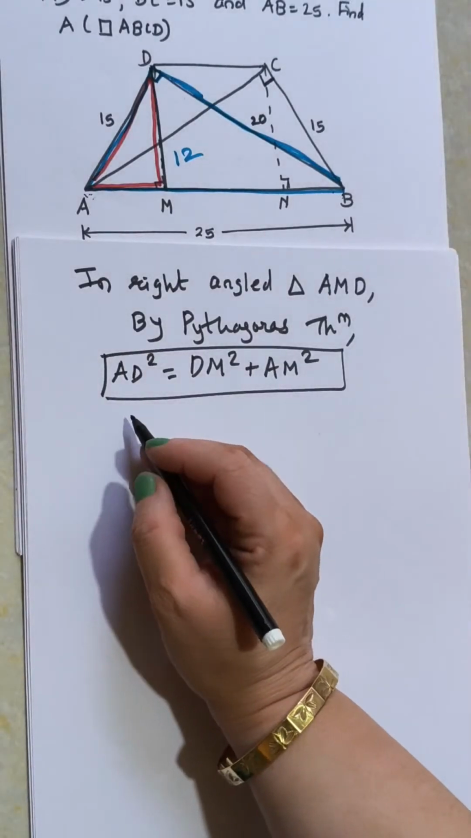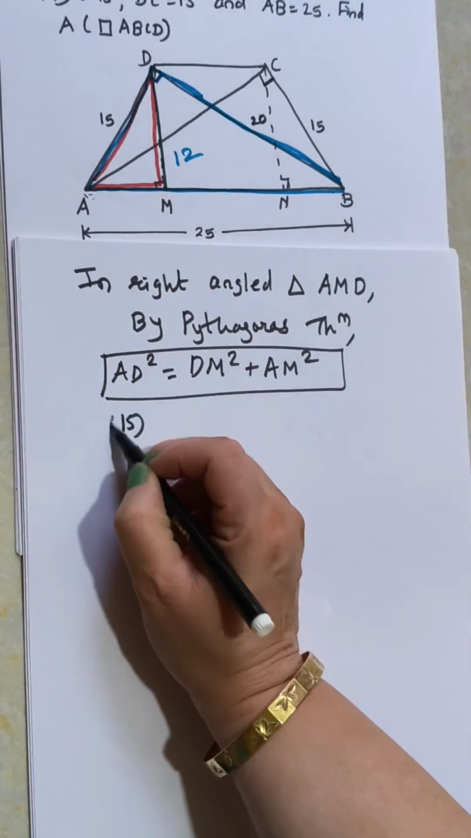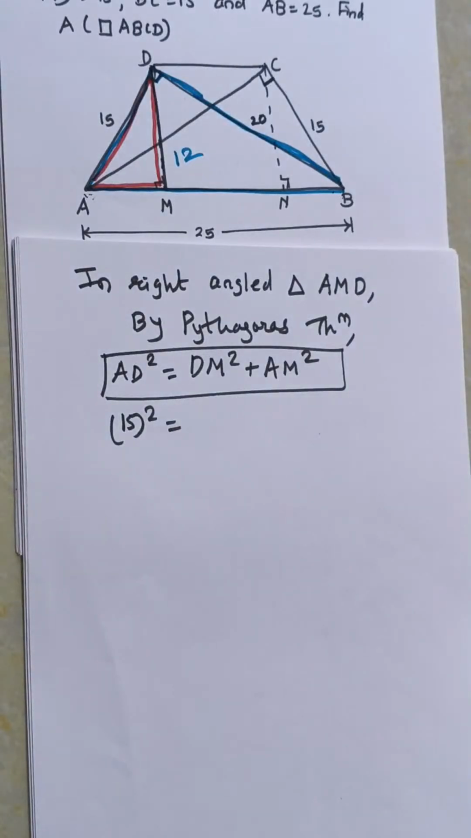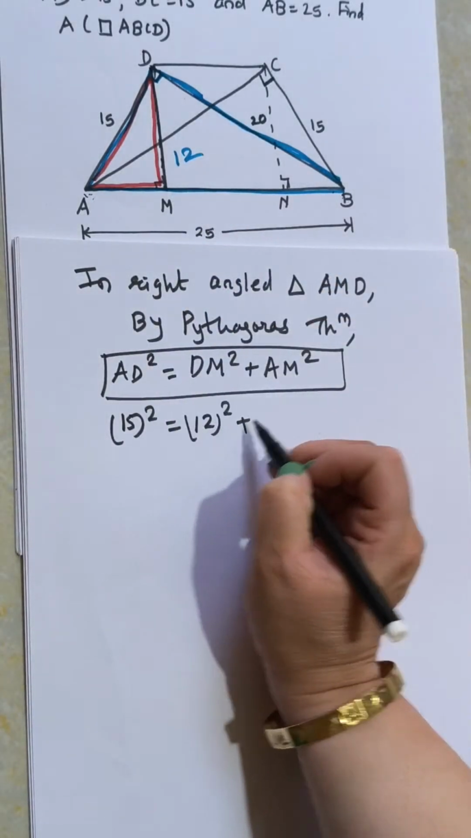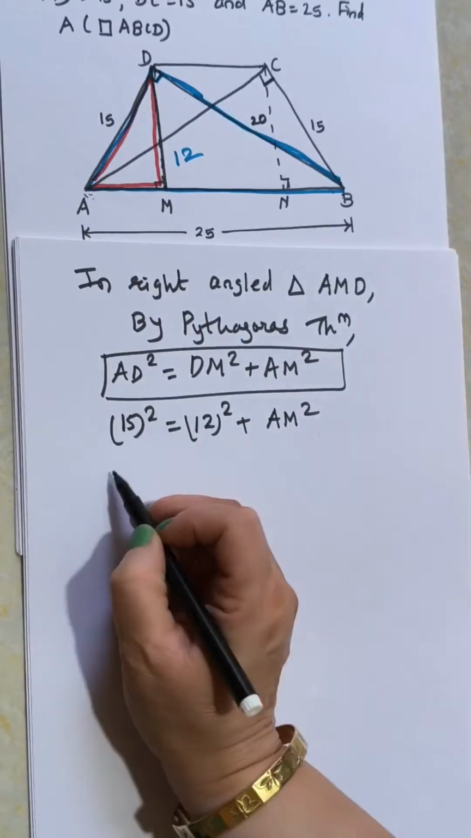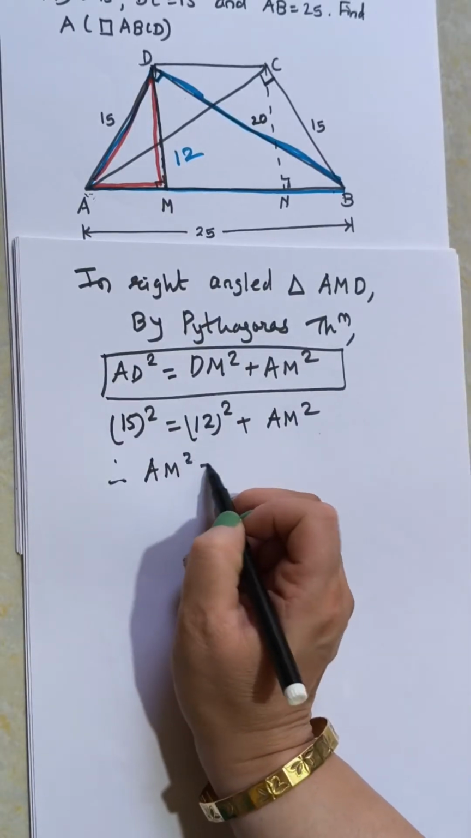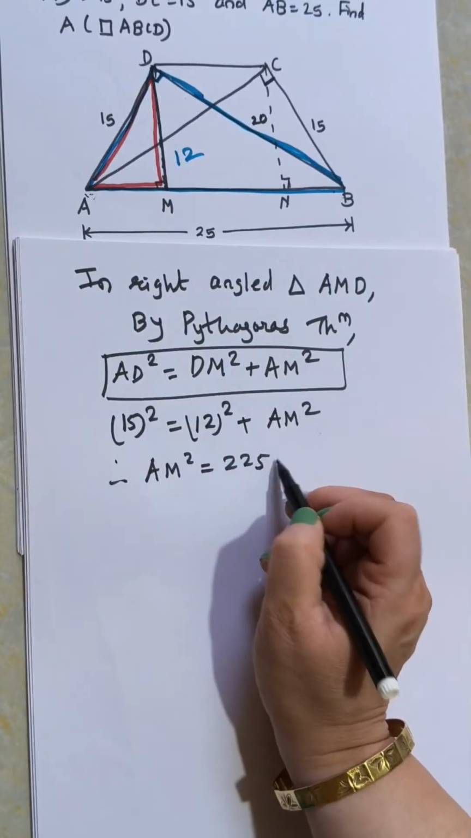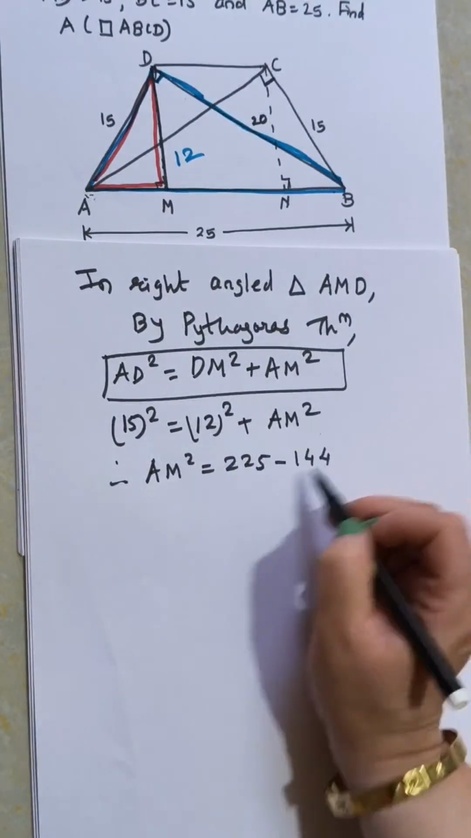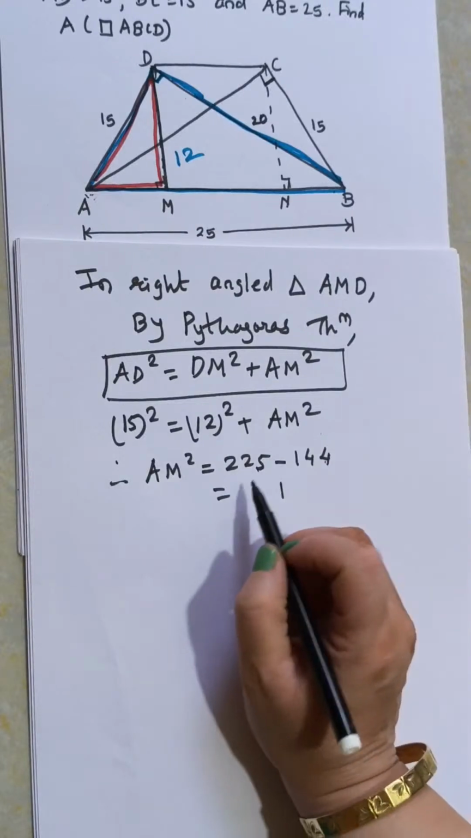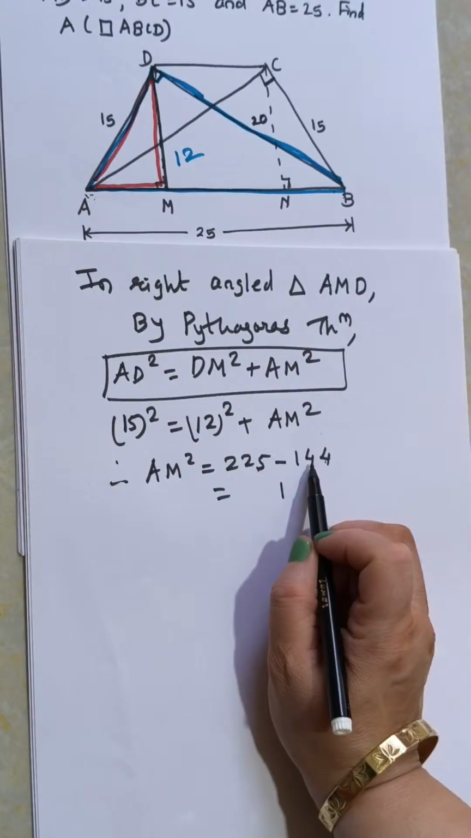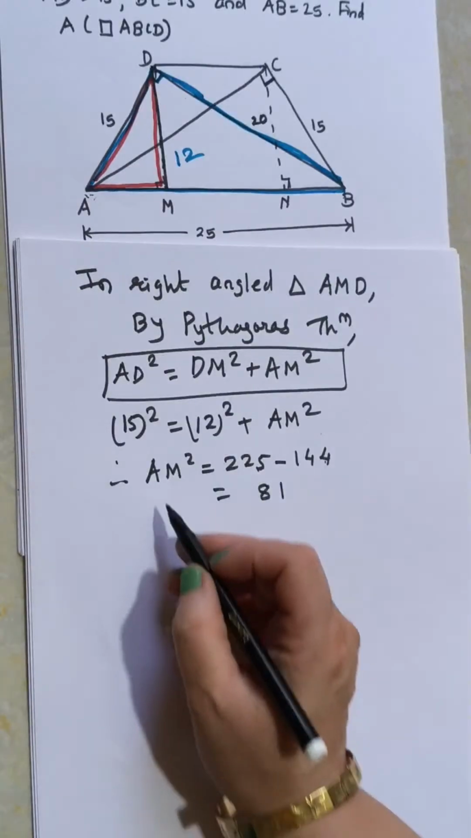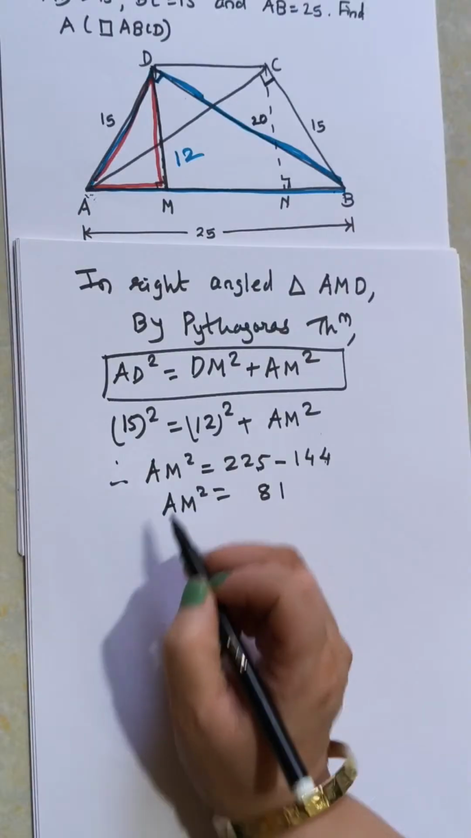So what is AD? AD is 15. So 15 square. Then what is DM? DM we just found is 12. So 12 square plus AM square. So what will be AM square? That is 15 square, 225, minus 12 square, it is 144. So 5 minus 4 it is 1, and 12 minus 4, it is 8. So 81. AM square is 81.